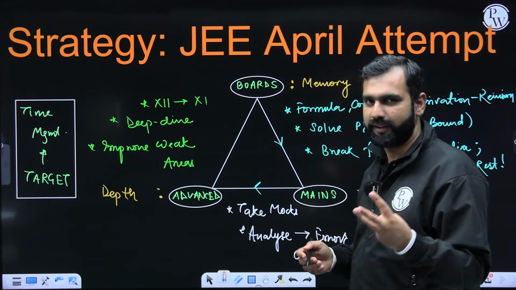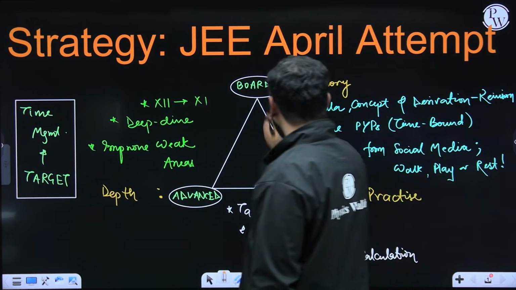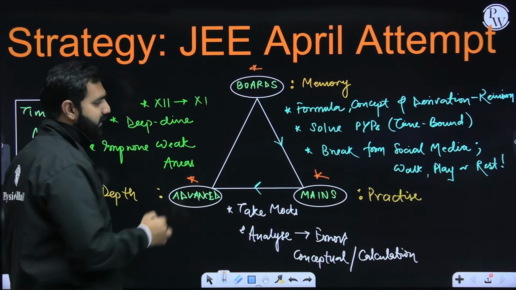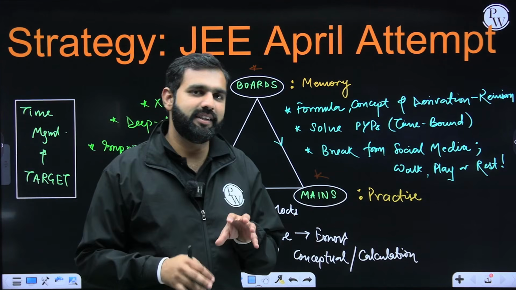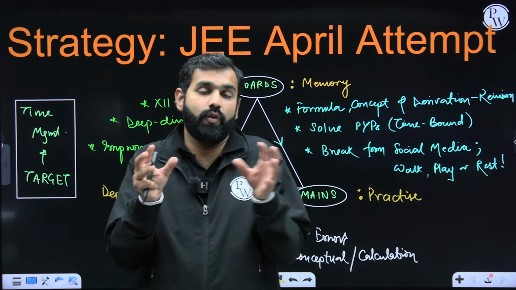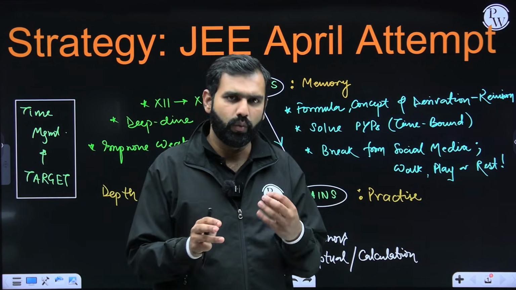So three things are there. Of course, three things are there. Boards are there, mains are there, and advanced are there. But at this stage, you should classify or categorize yourself as what kind of or what category of students you are. What do I mean by that?